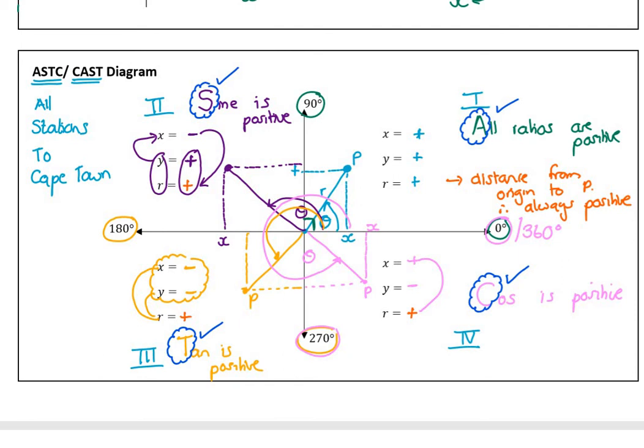Now, the only thing I think can get confusing there is why do you start in quadrant 4? Who knows? And that's why I often prefer all stations to Cape Town, because that starts in quadrant 1. Now, this idea of this CAST diagram, or this all stations to Cape Town diagram, the idea of knowing when a ratio is positive is going to be absolutely huge in grade 11. And so again, if anything in this particular picture didn't make sense to you, ask your maths teacher. We are going to work with this a lot, and so hopefully it'll become a little bit more clear.